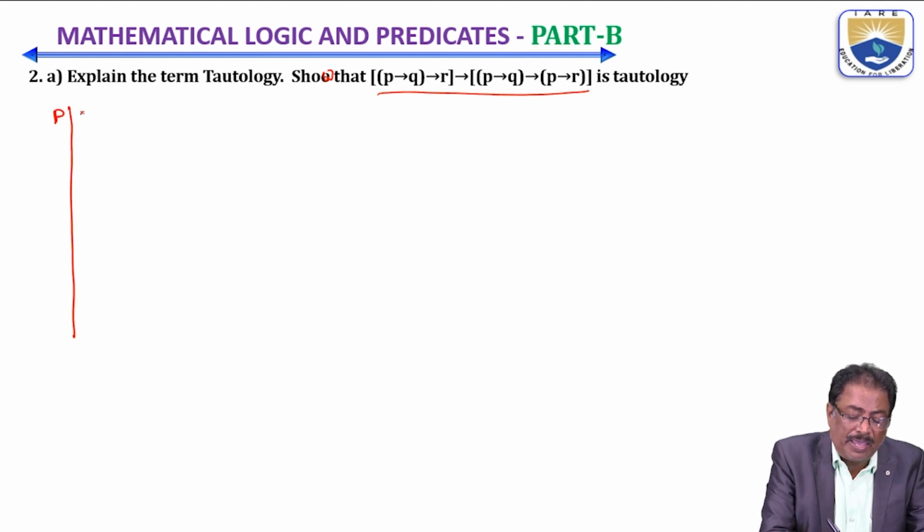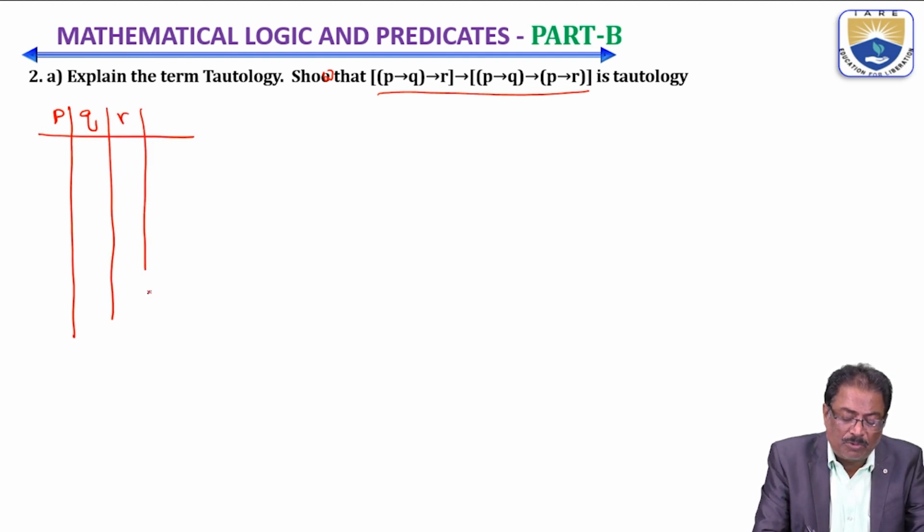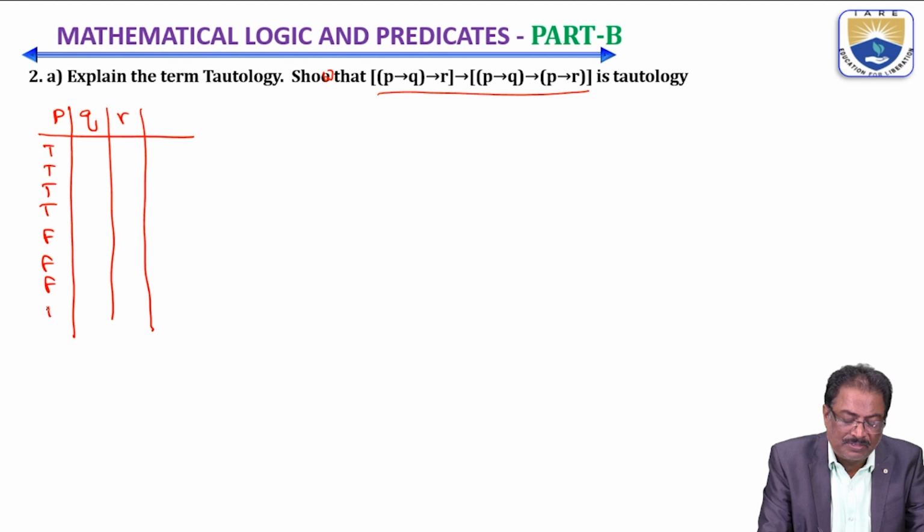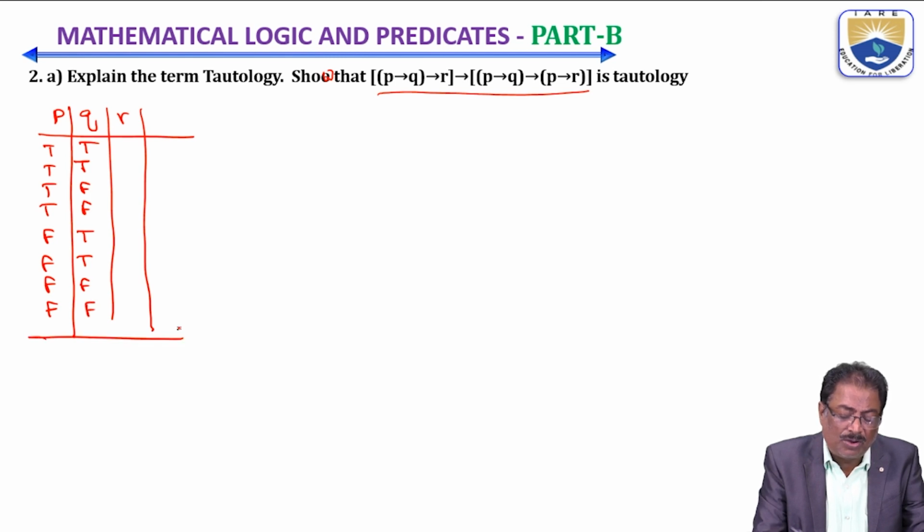Let us say P, Q, R. So what are the possible combinations? Let us say true, true, true, true. And the next one is false, false, false, false. So four possibilities: true, false, true, true, and false, false. Then once again true, true, and then false, false. So now this is true, false, then it is true, false, then true, false, then it is true, false. These are the possible combinations.